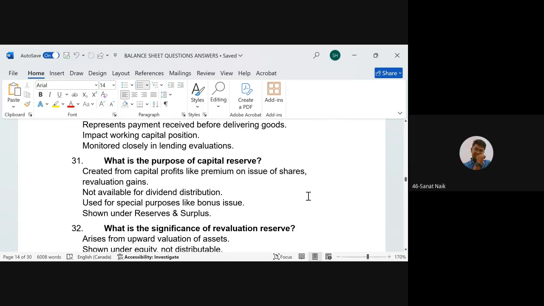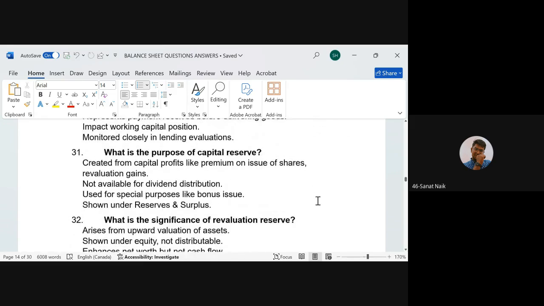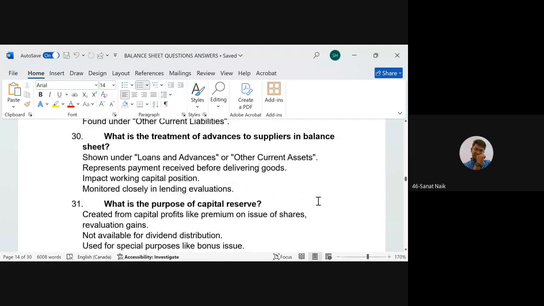Sir, I have a doubt here. Am I audible? Yeah. Here, the second line says represents payment received before delivering the goods. Here, it should be payment made before delivering the goods, right? No. Our company is receiving advance. Sir, then the question is wrong. Then advances to the suppliers, we are paying advances. Payment made before delivery. The question itself is wrong.